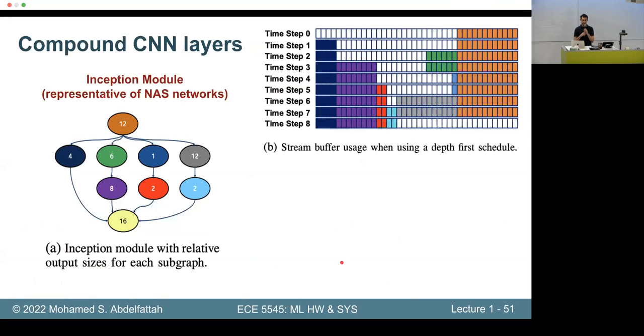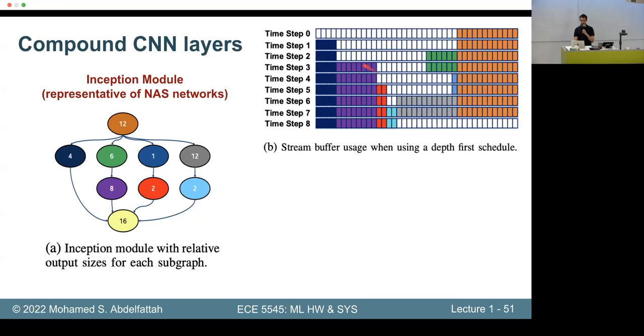More compound layers. In CNNs, Inception was at some point the state-of-the-art network. And each one of those Inception blocks looked like this. So it was quite complicated. It had a bunch of branches and a bunch of dependencies. And while the Inception model itself is not that relevant anymore, this is still representative of an automatically designed layer.